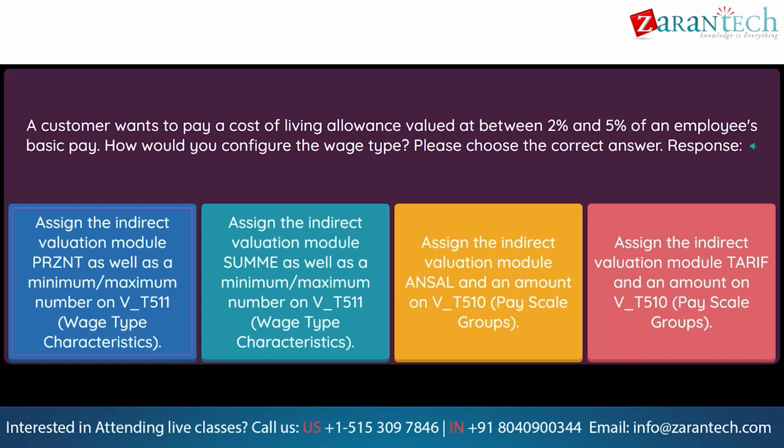Response. Option 1. Assign the indirect valuation module PRZNT as well as a minimum/maximum number on V_T511, wage type characteristics. Option 2. Assign the indirect valuation module SUMI as well as a minimum/maximum number on V_T511, wage type characteristics. Option 3. Assign the indirect valuation module ANSL and an amount on V_T510, pay scale groups. Option 4. Assign the indirect valuation module tariff and an amount on V_T510, pay scale groups.